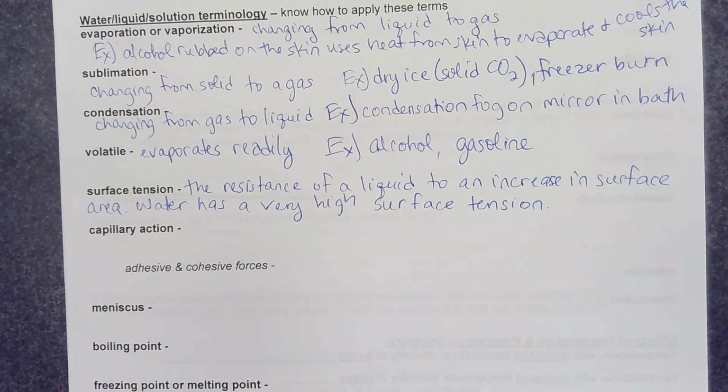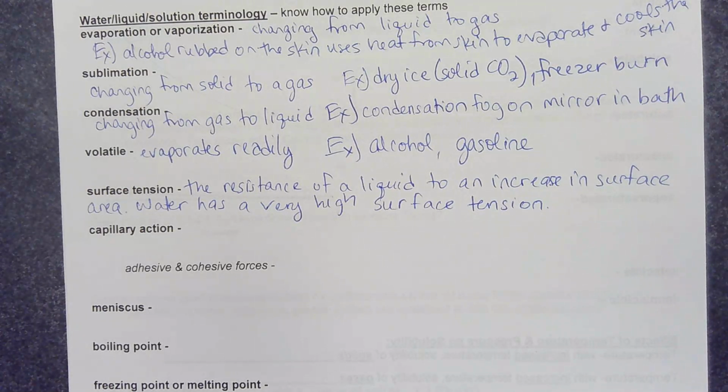Because surface tension is the resistance of a liquid to an increase in surface area. In other words, it's pushing against you, because look what happens if you break the surface tension. Let it go. Look at my finger. Pretend that my finger went through the water. Did it increase the surface area?